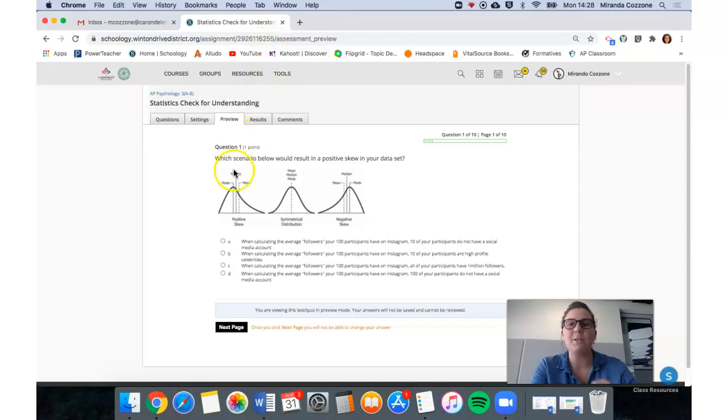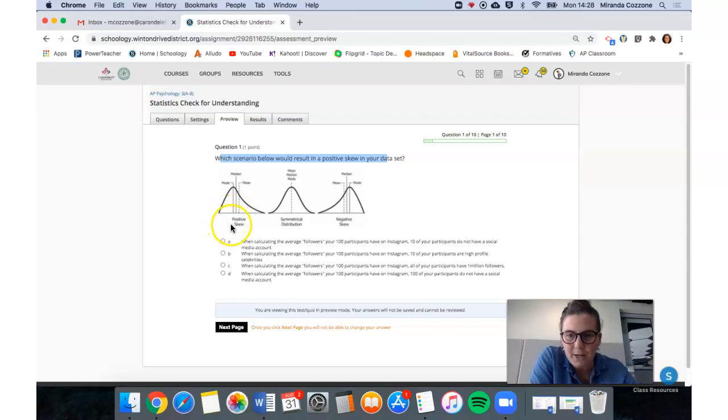Feel free to reach out to me if you have any questions. So question number 1 is asking which scenario below would result in a positive skew in your data set. So a positive skew is here. It's where the mean starts to get enlarged from the median and the mode because you have some outlier scores, okay?